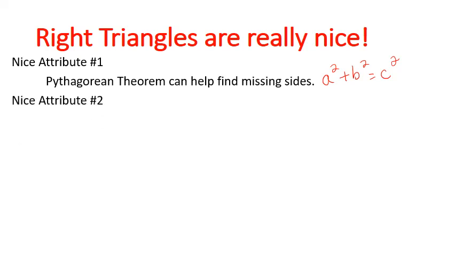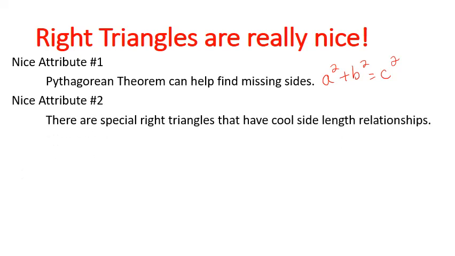The second nice attribute that we've been talking about as of late are the two special right triangles: the 45-45-90 triangle and the 30-60-90 triangle. Those special right triangles have cool side length relationships. And in this case, we only need one side length in order to find the other two missing side lengths, because we've established those shortcuts.